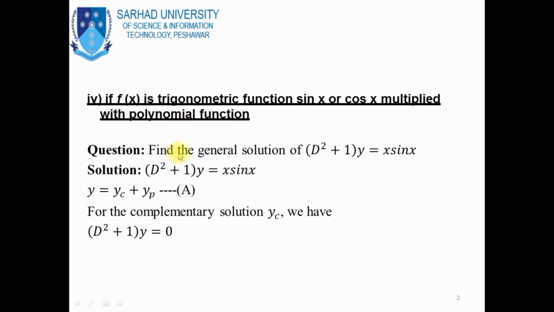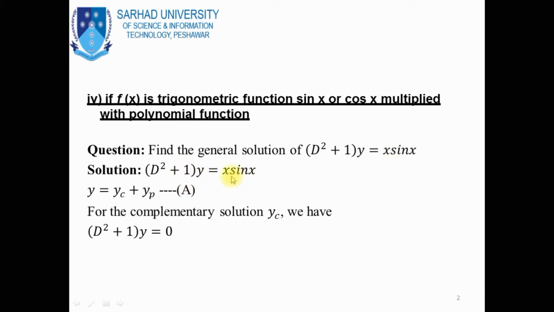So for example, to find the general solution of the second order non-homogeneous linear differential equation (D square plus 1) y is equal to x sine x. In this case, you see over here the trigonometric function sine x is multiplied with a polynomial. Now we are going to discuss the process for finding the particular solution when the trigonometric function is multiplied with the polynomial.